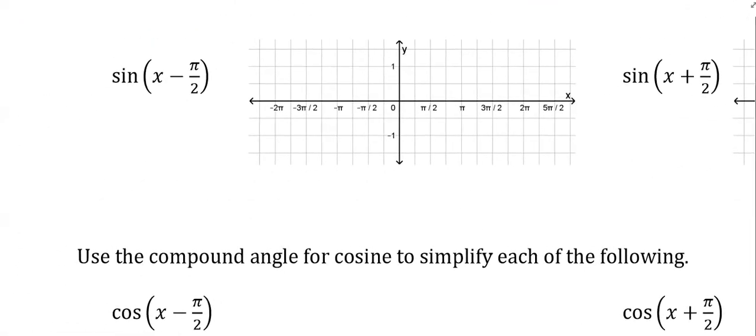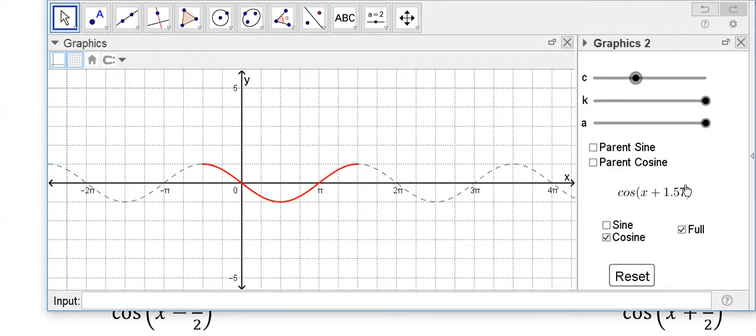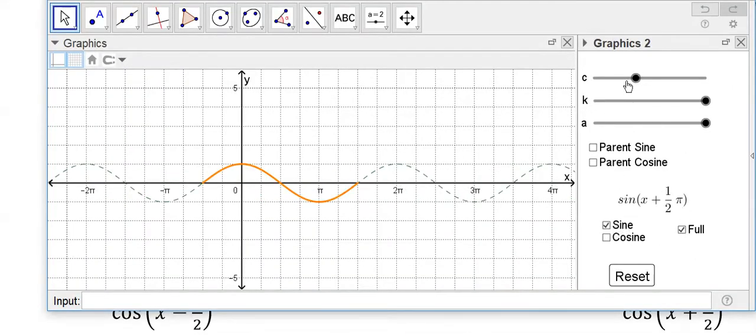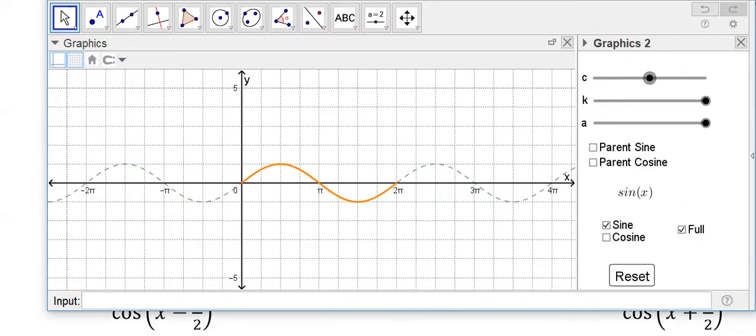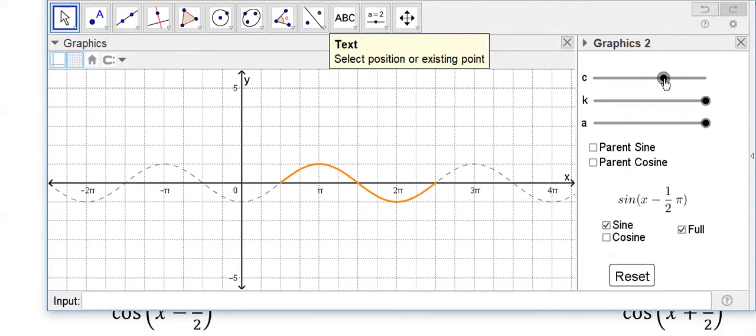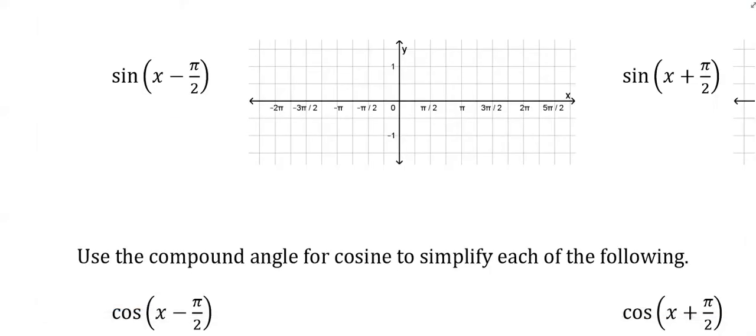Okay, and then what about sine? Now I want sine, and go back to the start. The first one we're doing is sine of x minus pi by 2. Again, that's a shift to the right. Let's see what that looks like. What is that? Negative cos, very good.